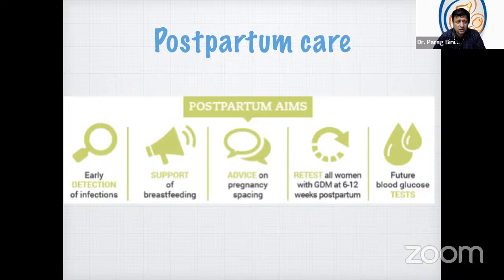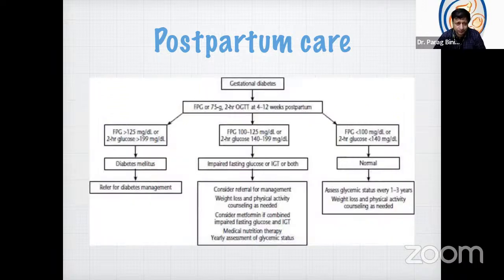They do require a lot of support for breastfeeding. We should be giving them proper advice on pregnancy spacing. So contraceptive counseling is extremely important. Retesting of all women with hyperglycemia in pregnancy should be done between 6 to 12 weeks postpartum, and there has to be guidance to the patient as to how future blood glucose tests are to be done.